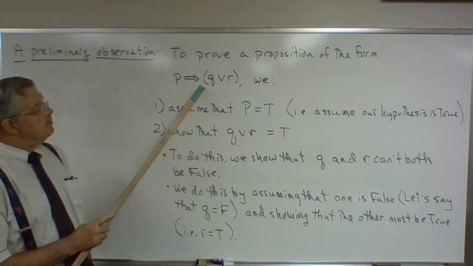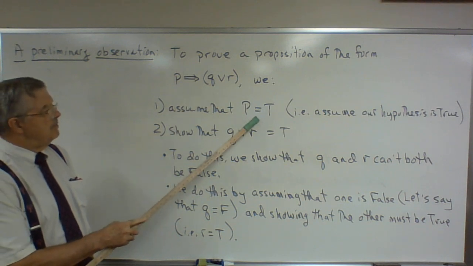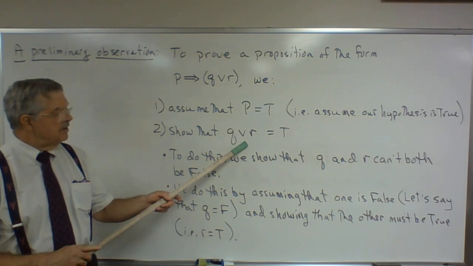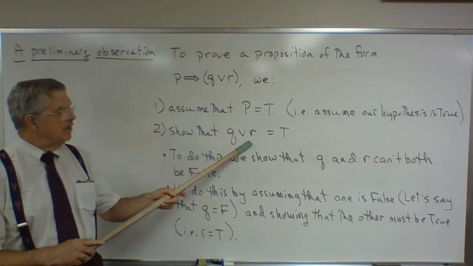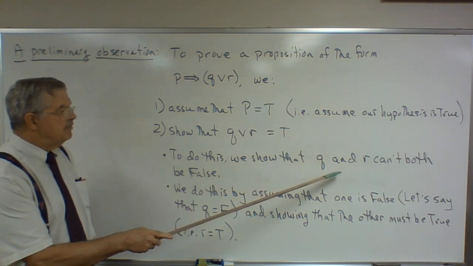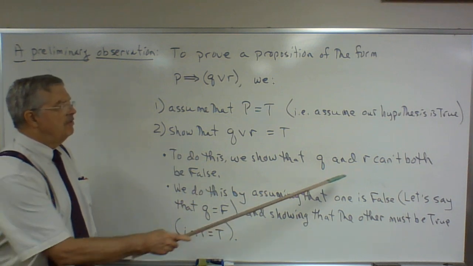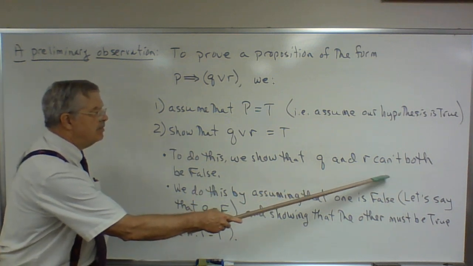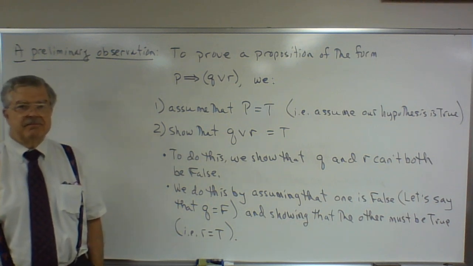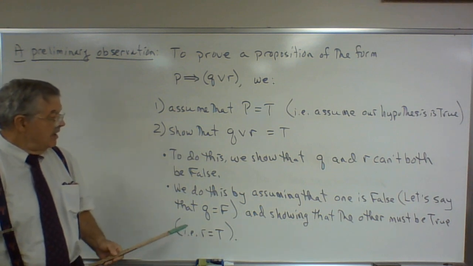So to prove a proposition of this form, we assume the hypothesis is true, and we show that the conclusion, Q or R, is true by showing that both Q and R can't be false. We have to show that Q and R can't both be false. Well, how do we do this? Here's how. The standard method.